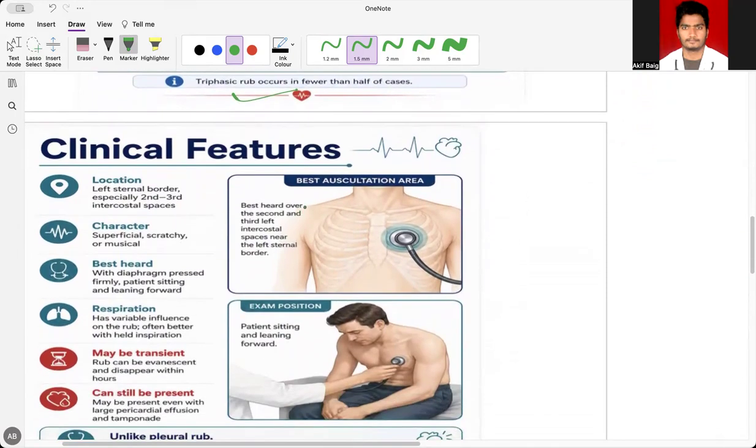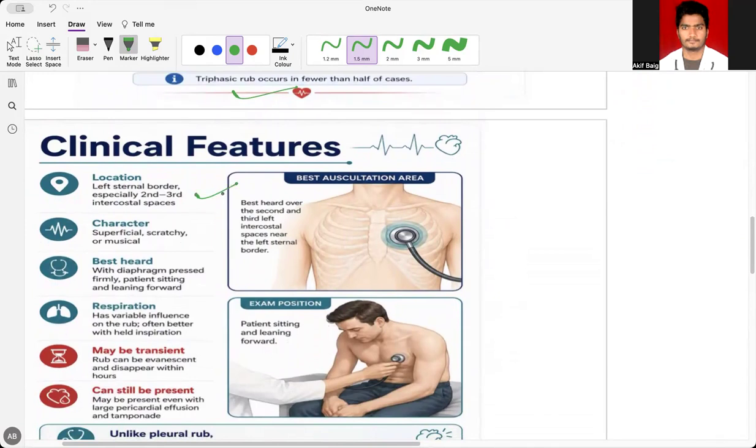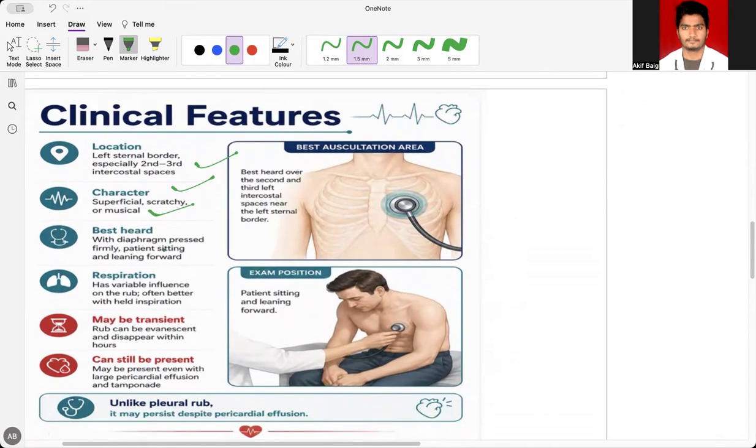So the best auscultation area, as we've already discussed, is the left second and third intercostal space. What is the character of the sound? It is superficial and scratchy. You feel like a scratch, and it is a musical sound. It is best heard with the diaphragm of the stethoscope pressed firmly, when the patient is sitting and leaning forward. Respiration has a variable influence on the rub, often better with held inspiration. When you ask for deep inspiration and hold, you can hear this more. And it is very transient.